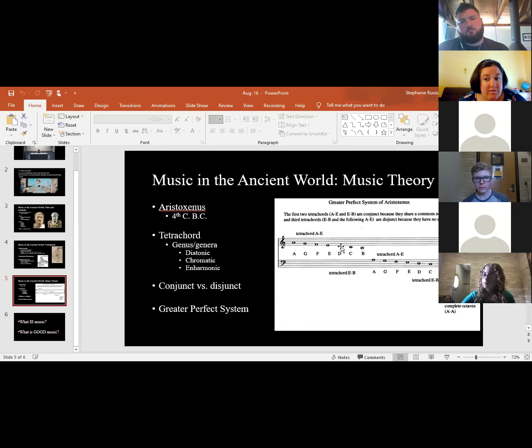Disjunct tetrachords do not share any pitch. So these two tetrachords are disjunct. A, G, F, E is one tetrachord. D, C, B, A is another tetrachord. Two separate tetrachords that do not share any notes and yet are right next to each other. So E and D are next to each other, but no note is shared here.